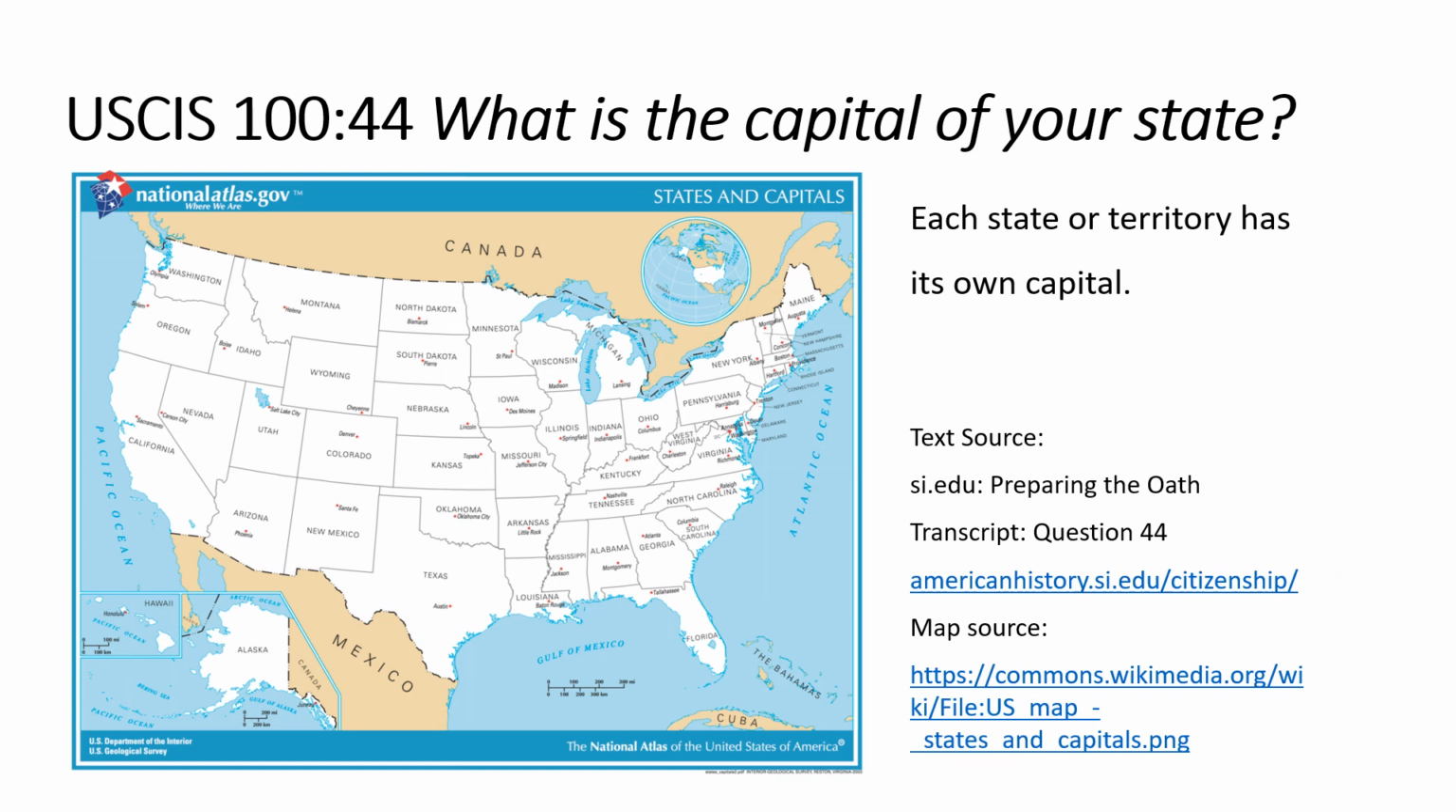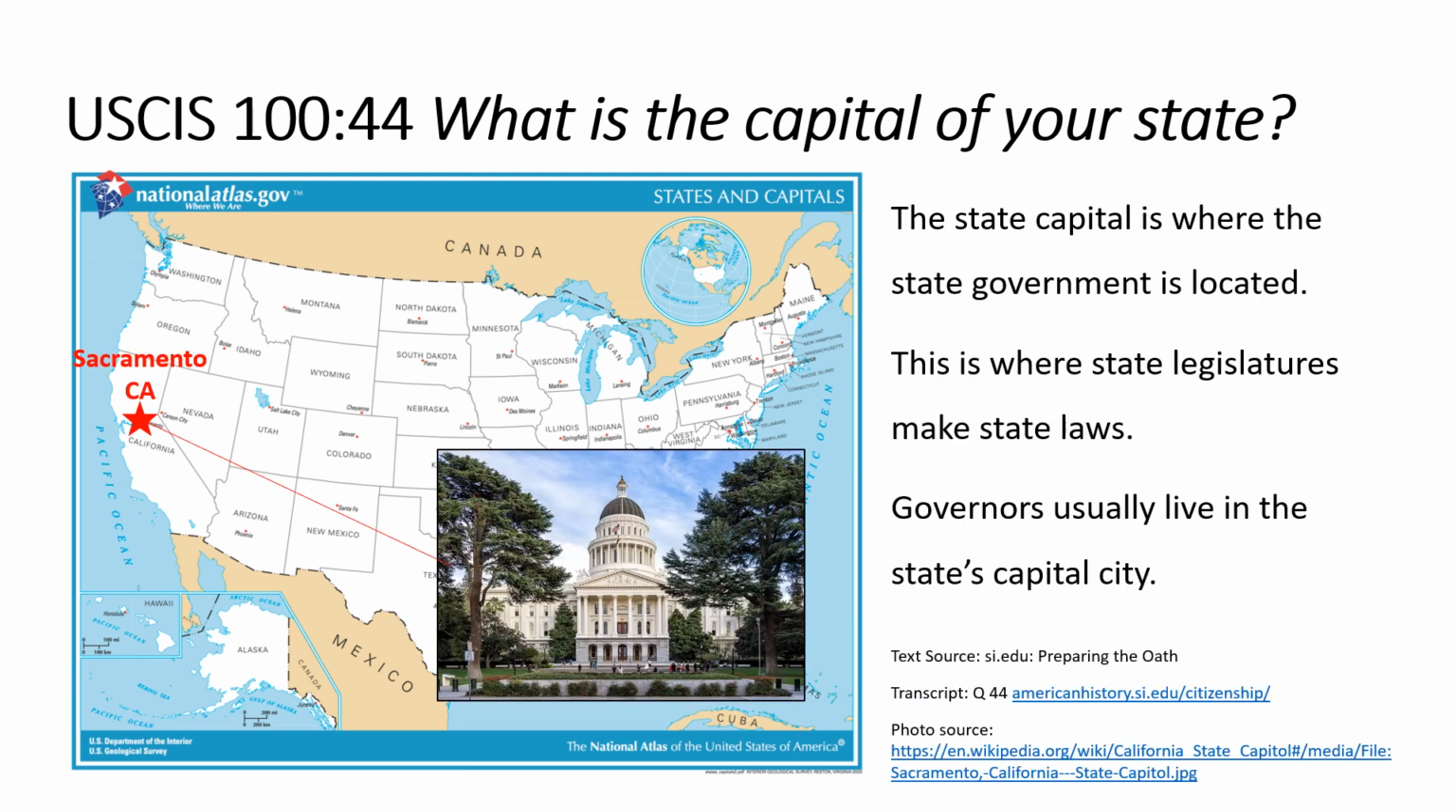Question 44. What is the capital of your state? Each state or territory has its own capital. The state capital is where the state government is located. This is where the state legislatures make state laws. Governors usually live in the state's capital city. The capital of my state, California, is Sacramento, California. What is the capital of your state?